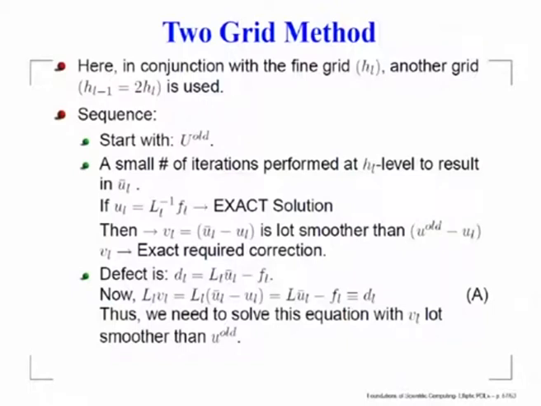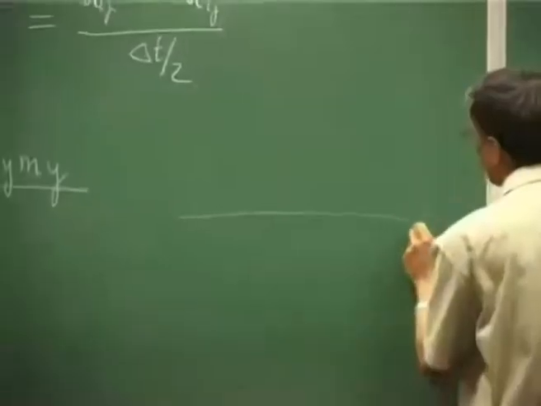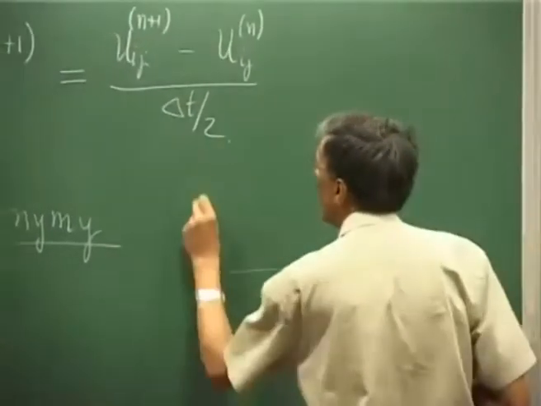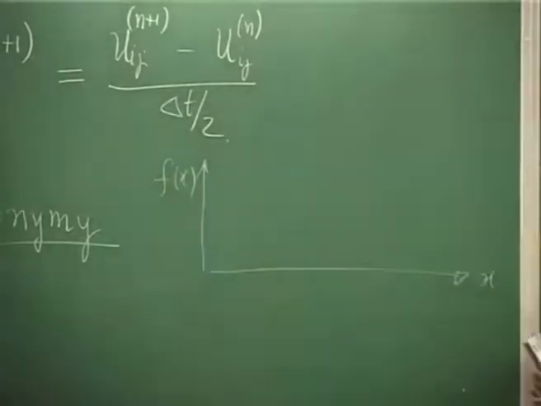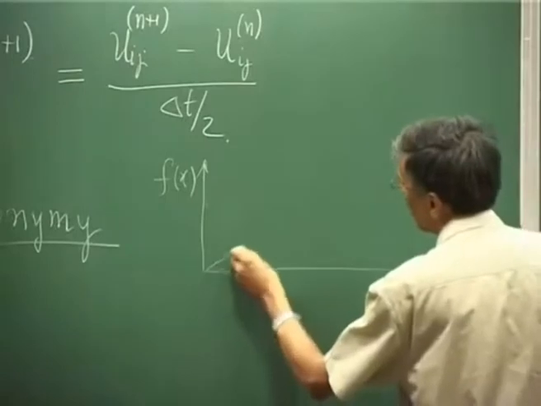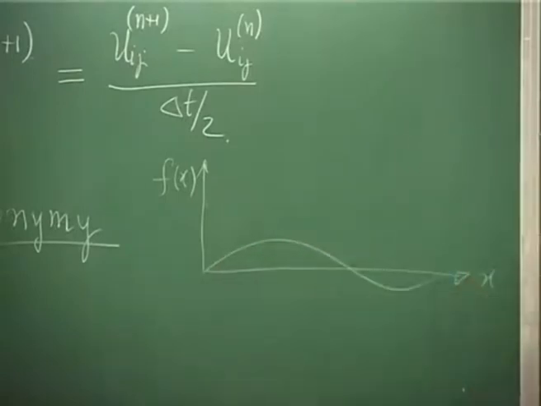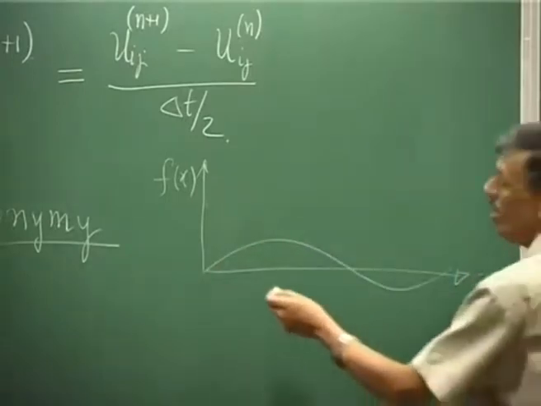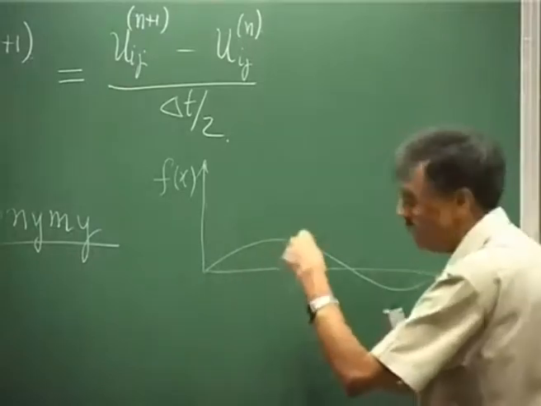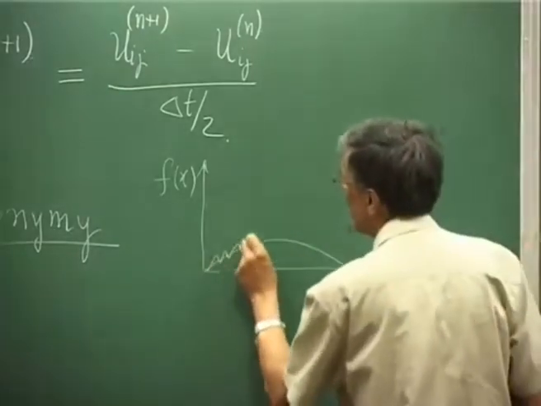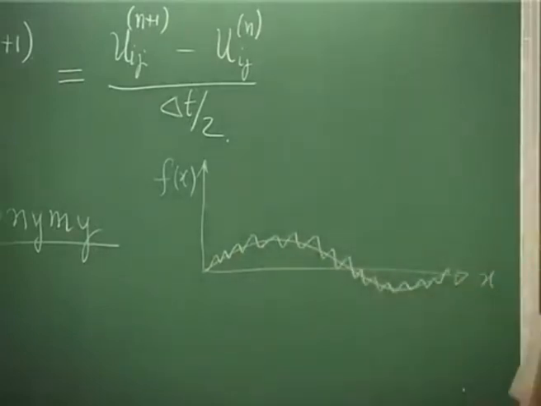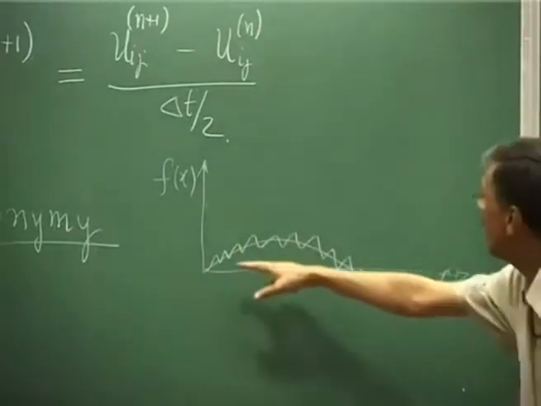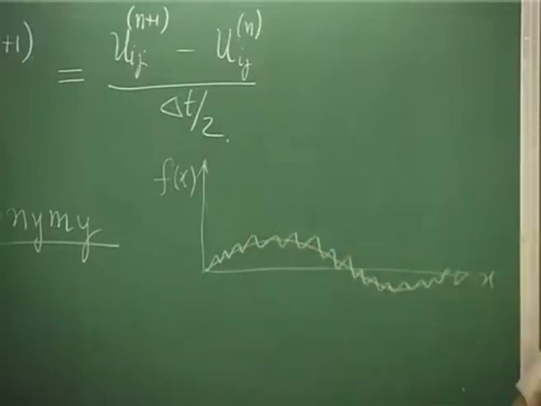So if I have a solution, and you look at the low wave number component, it goes like this, right? The high wave number components will be riding on it, and if they are smaller than this, then you are going to get something like this, right? So this is, let's say, the total error given by this jagged line.